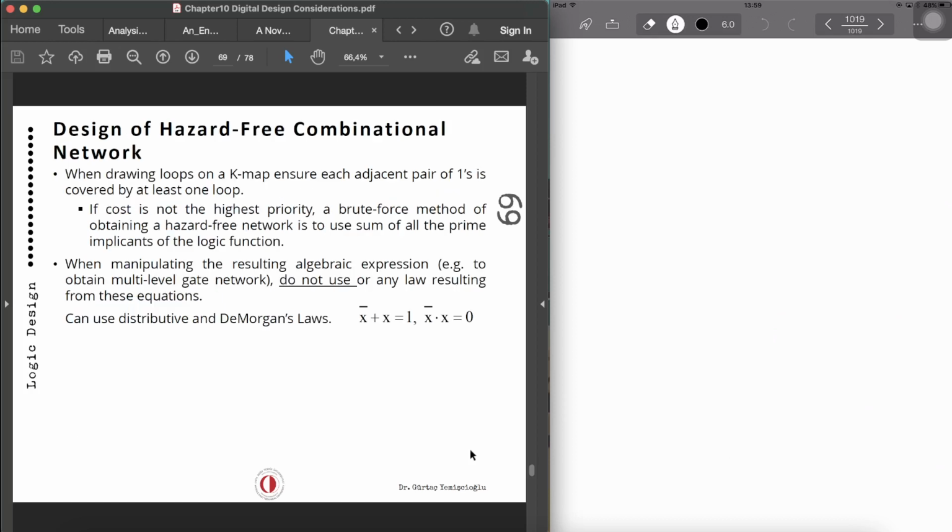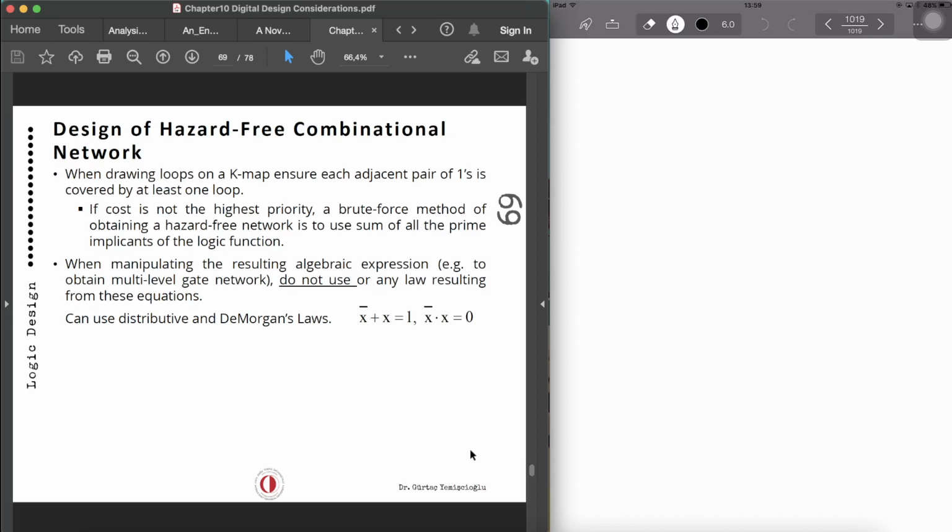So, things that we need to be careful of in the design of a hazard-free combinational network. When drawing loops on a K-map, ensure each adjacent pair of ones is covered by at least one loop. So if cost is not the highest priority, like we said, we need to optimize the circuitry. Then the brute force method of obtaining a hazard-free network is to use all of the prime implicants of the logic function.